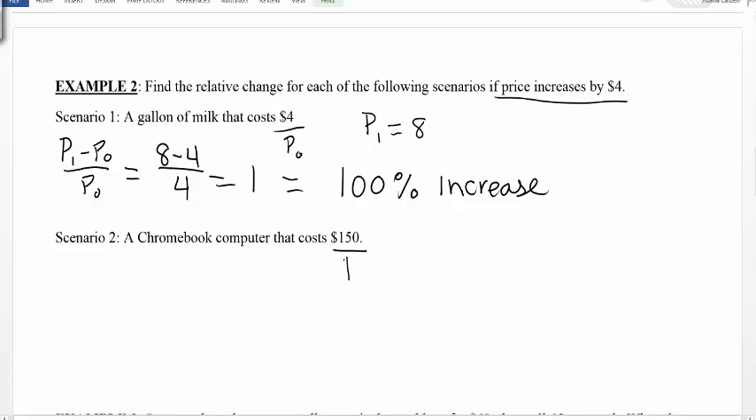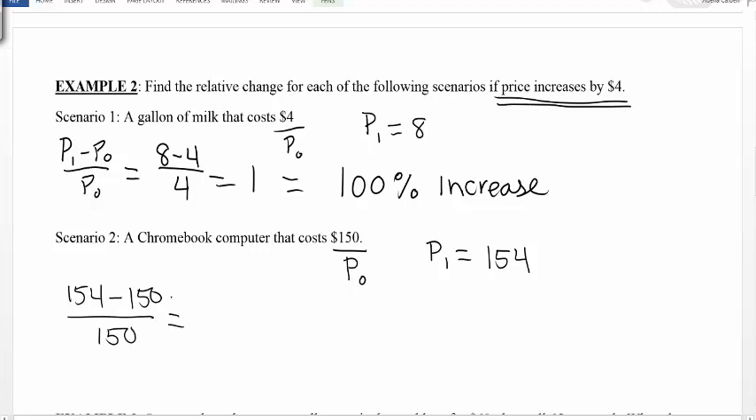So that's the original price, P naught, $150. Since we're considering what happens if price increases by $4, that means our P1 is $154 because we take our original price and we add that $4. So now, if we plug that into our formula, we get $154 minus $150, all divided by $150. So again, we're going to carefully crunch that number. We can simplify it first if we want to, 4 over 150.